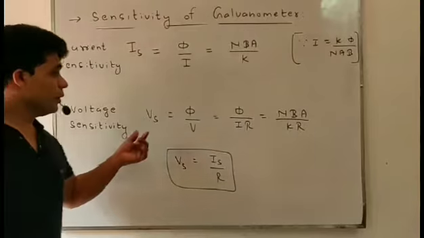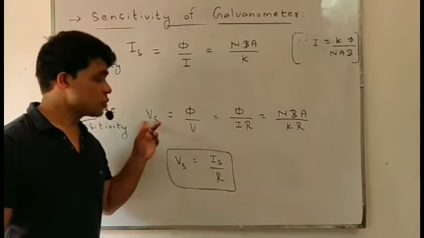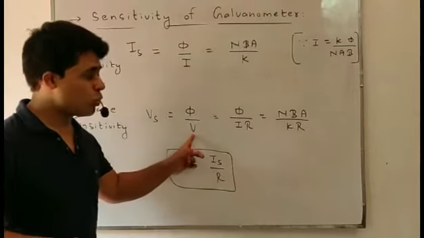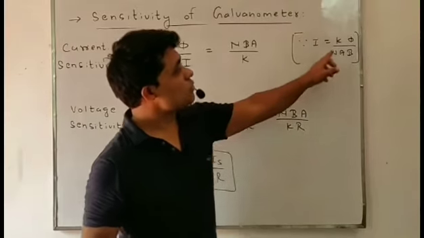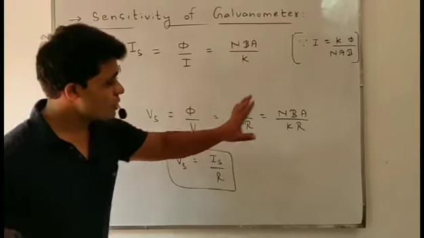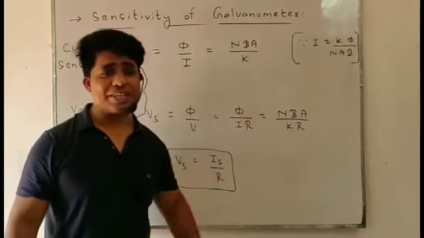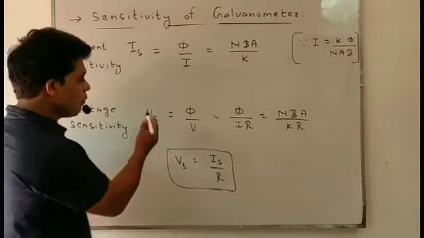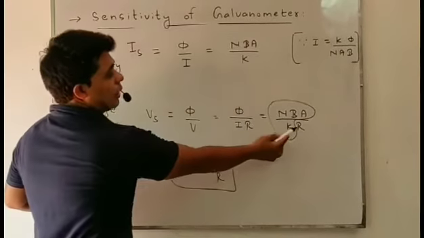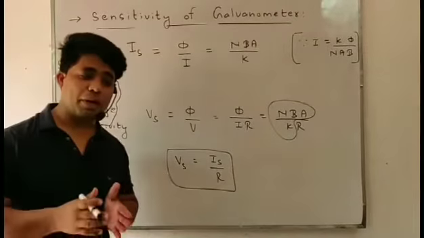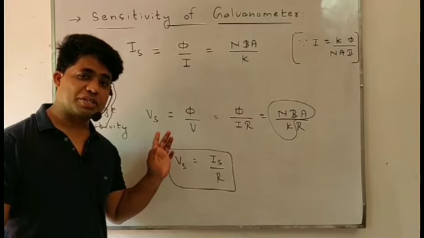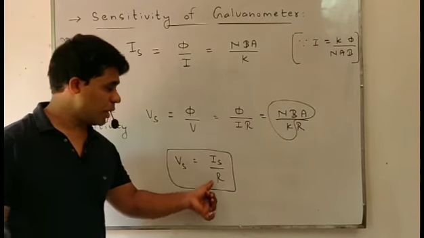While voltage sensitivity, deflection per unit potential, is called voltage sensitivity. We know by Ohm's law what V is: IR. When we put in the value K phi upon NB, we get NB upon KR. This is the formula of voltage sensitivity. So we can get the relation: Vs is NB upon KR and Is is NB upon K, so Vs equals Is upon R. That is the relation between current sensitivity and voltage sensitivity. Is is current sensitivity, Vs is voltage sensitivity, and R is resistance.